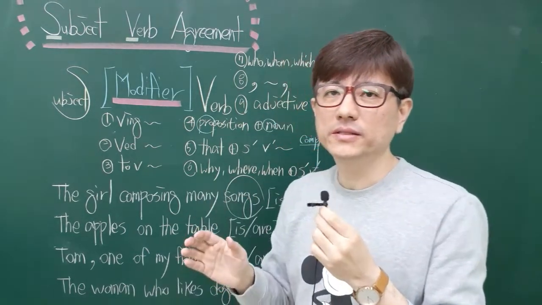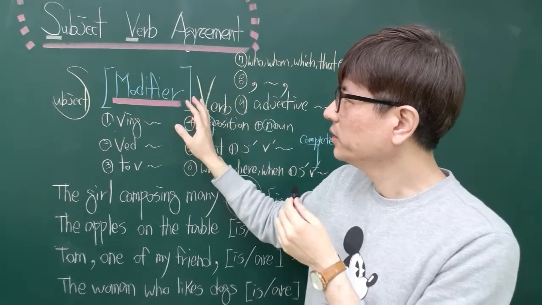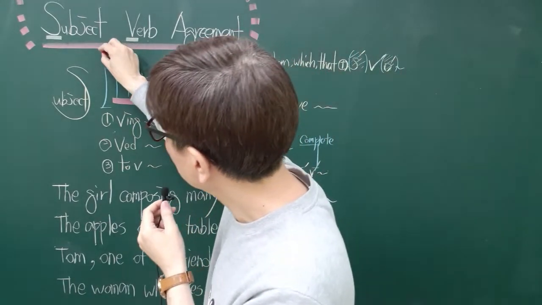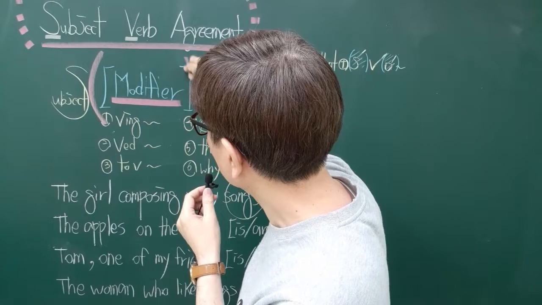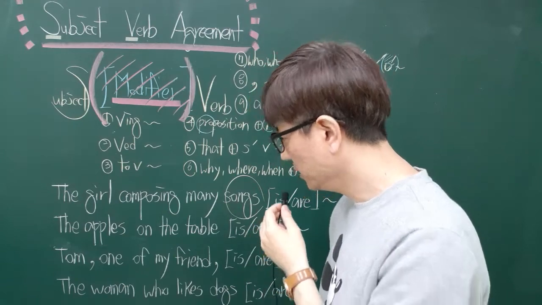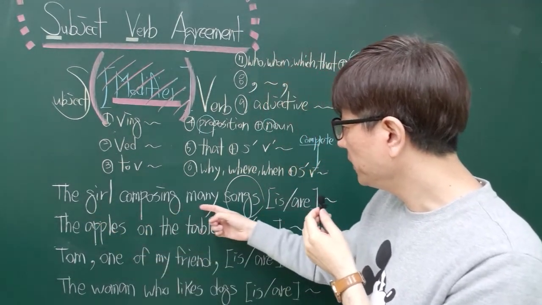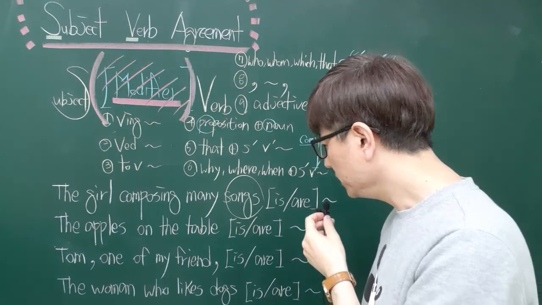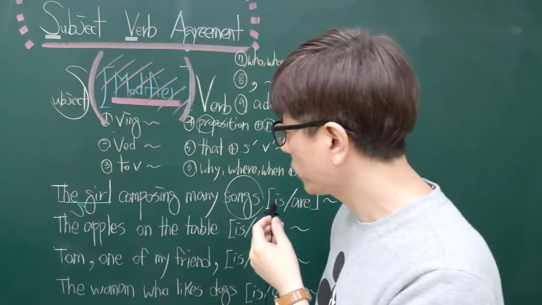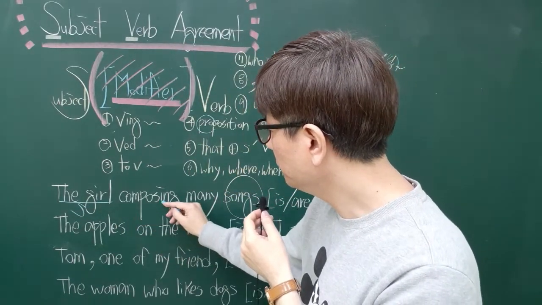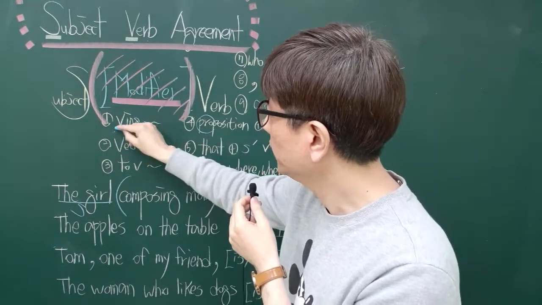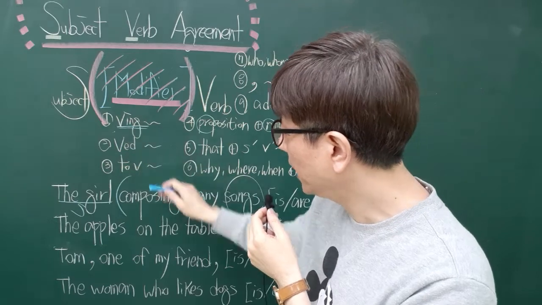All you have to do is get rid of the modifier when it comes to subject and verb agreement. So you have to remove this modifier. Look at this. The girl composing many songs, blah, blah. In this kind of case, the girl is the subject and composing is the modifier. All you have to do is just get rid of the modifier. You have to get rid of the verb-ing.